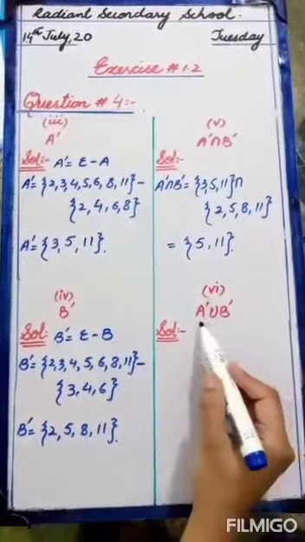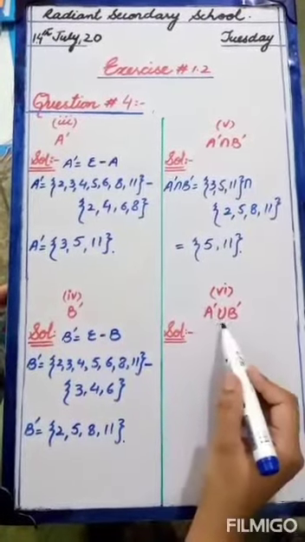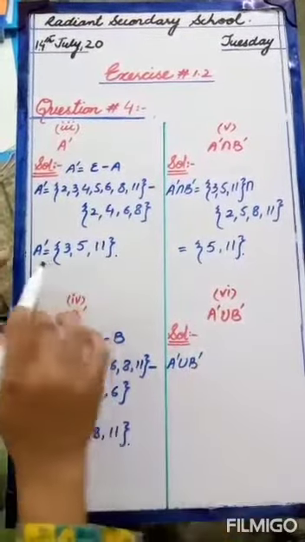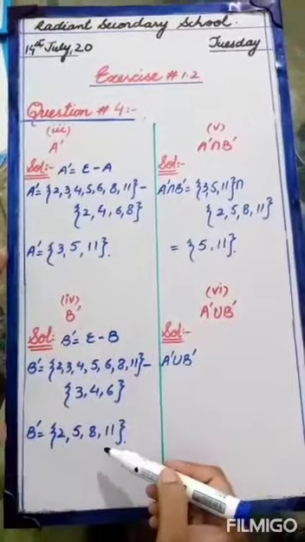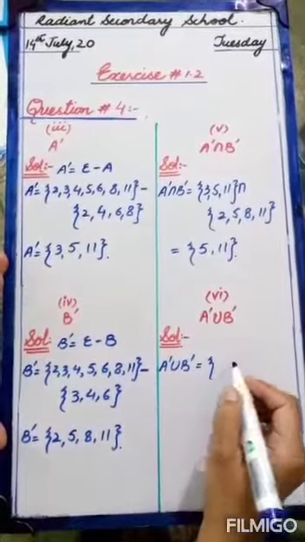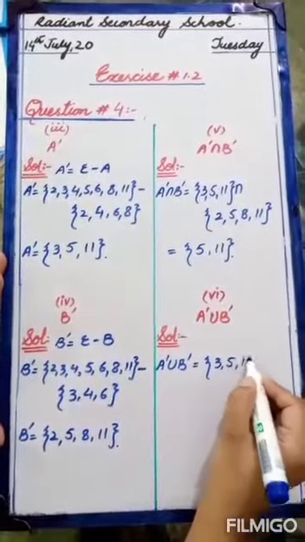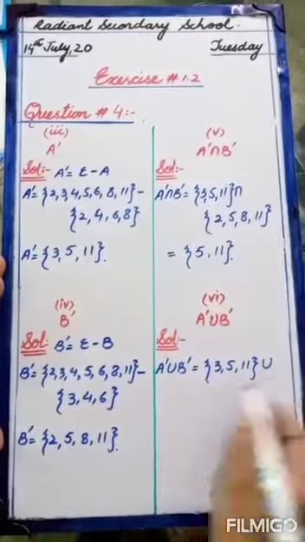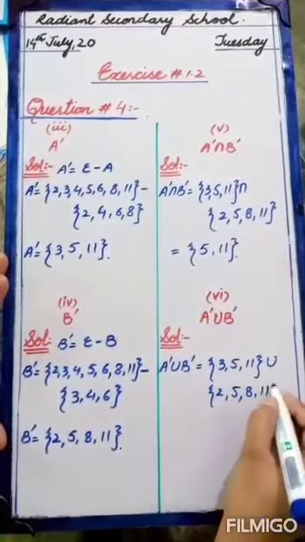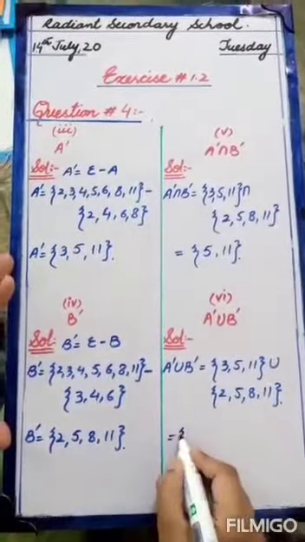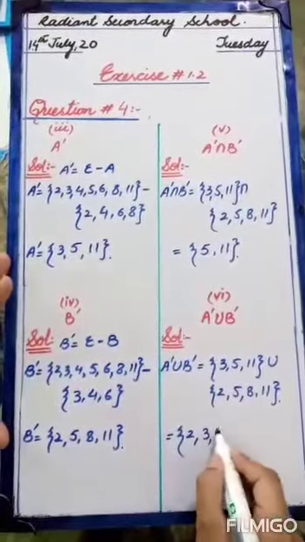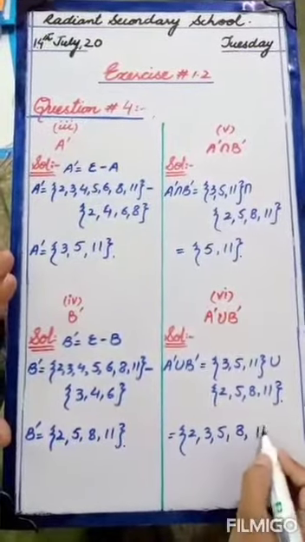Next part number 6 is there. In part number 6 we have to take the union of both sets. Now A complement union B complement means this is A complement, this is B complement. We will find their union, which means we will write all the elements of these two sets. It is 3, 5, 11, union symbol, then B complement 2, 5, 8 and 11. Clear? Now we will write all the elements of both sets. This is 2, 3, 5, 8 and 11.